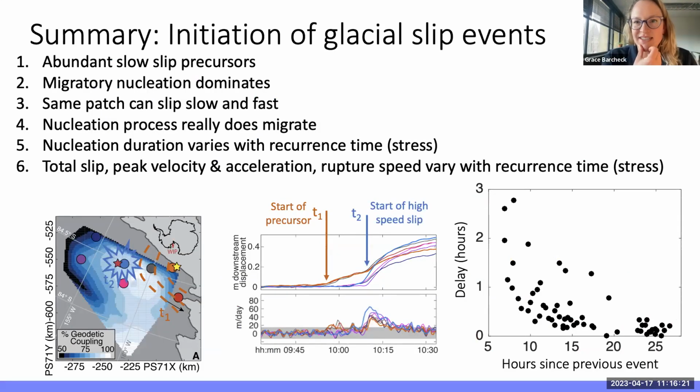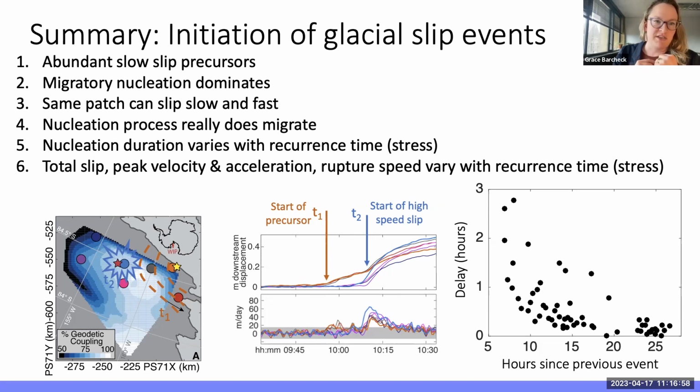Okay, so that's actually kind of the last observation I wanted to share with you all. What I've shown you is that, on the glacier, which has this really easy to see stick slip cycle that we can record a whole bunch of times in just a few weeks, there's lots of slow slip precursors. They seem to be migratory. The same parts of the fault can sometimes be part of the slow slip part of the slip event, and then in the very next event be part of the fast part of the earthquake.